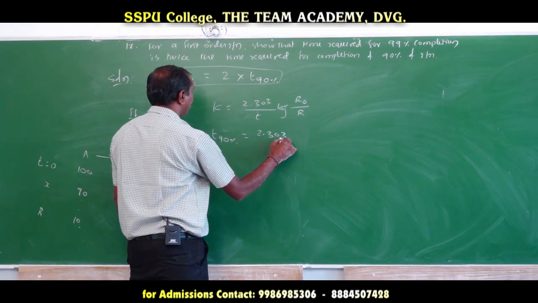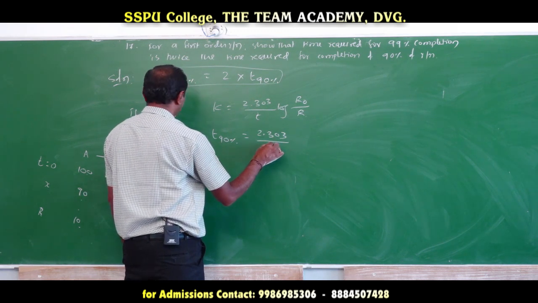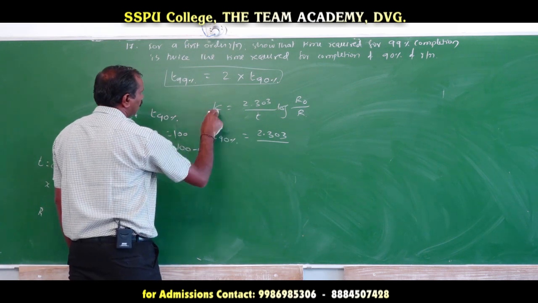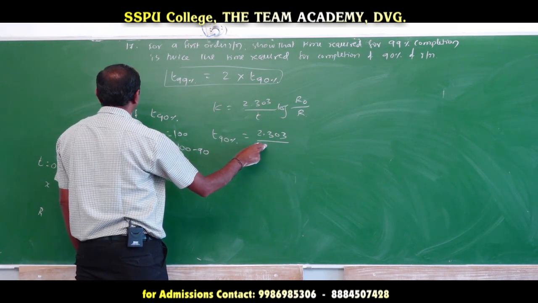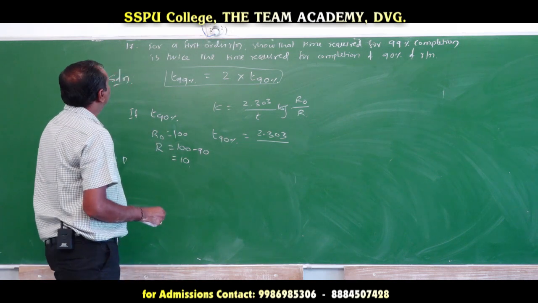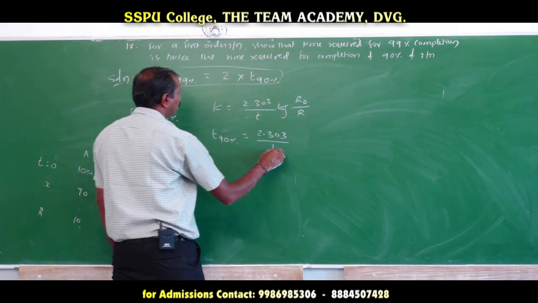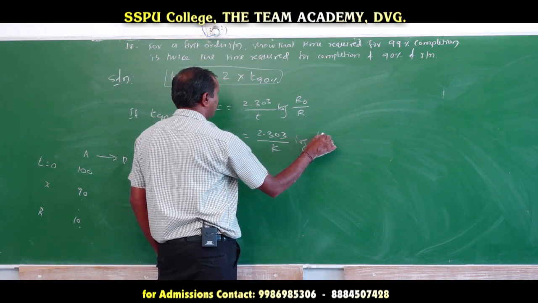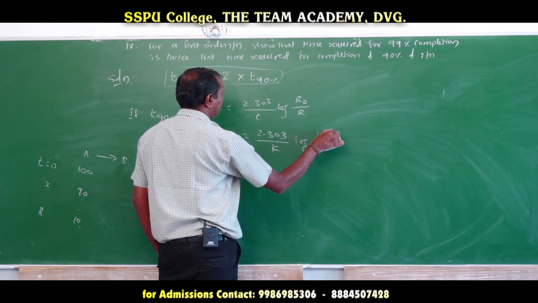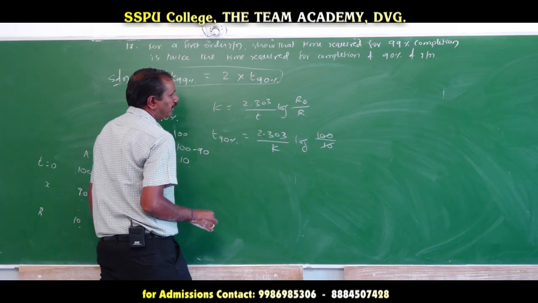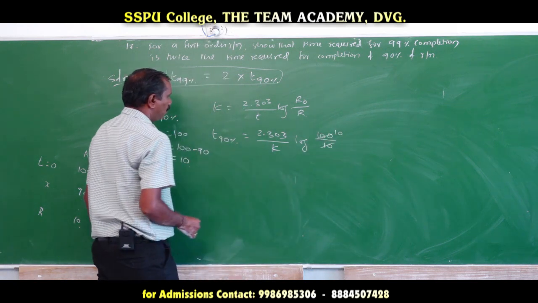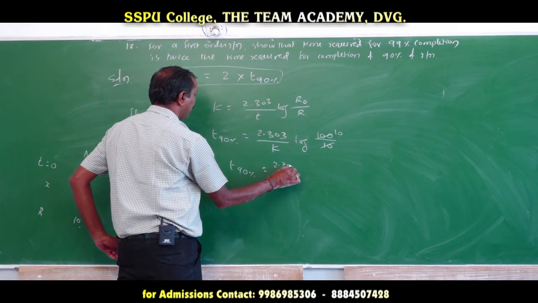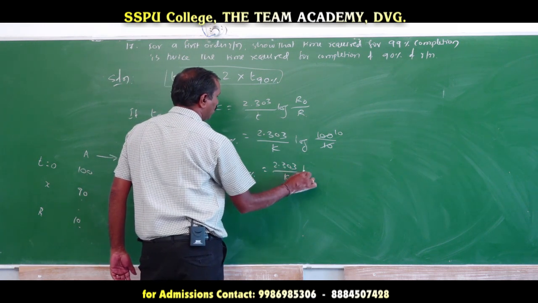2.303 by T. What is the value of T? T 90%. How to find out? T 90% means what? How to substitute the value of K here? The value of K, we keep as it is. Log of R naught is 100 by R is 10. 10 by 100, nothing but what? 10. Okay, so T 90% is equal to 2.303 by K into log 10.